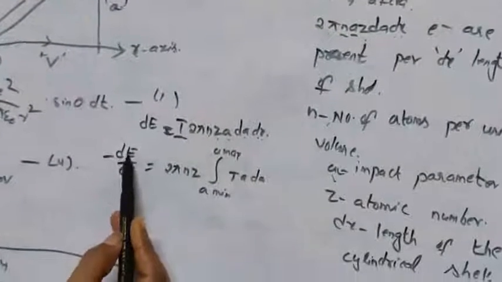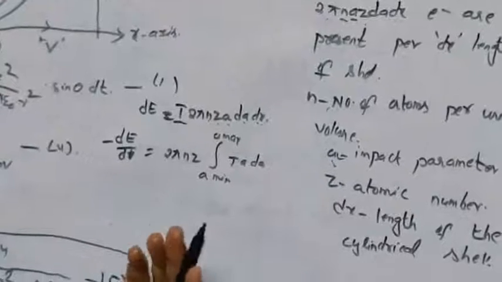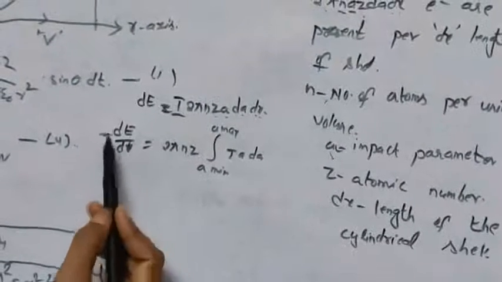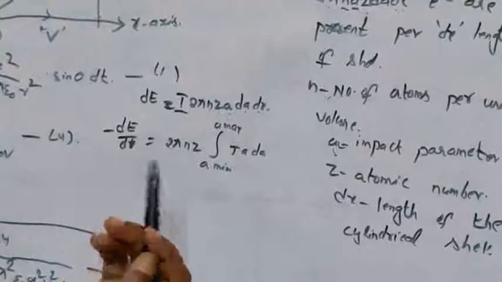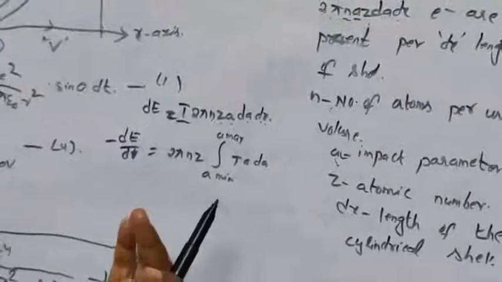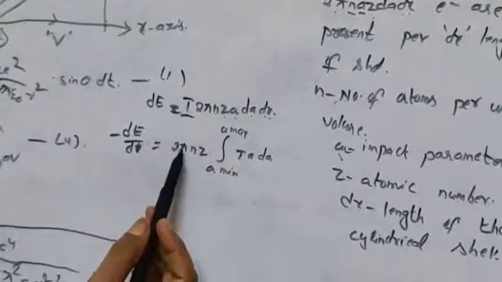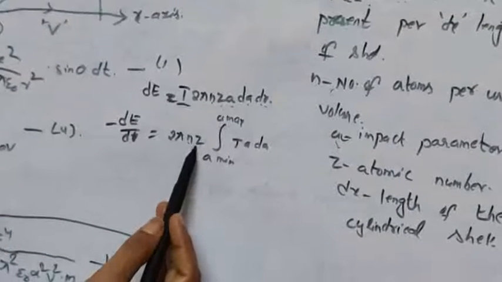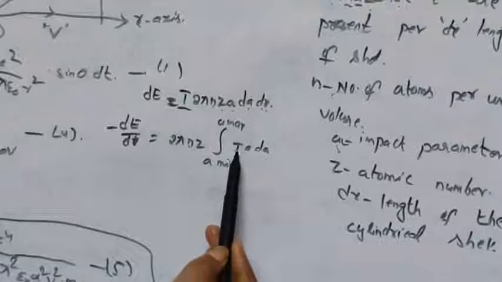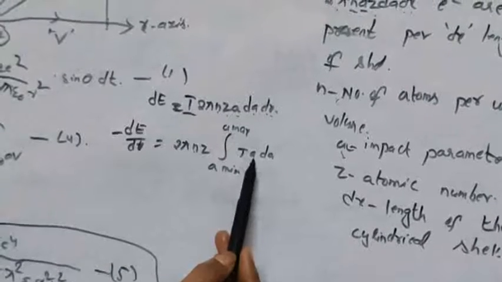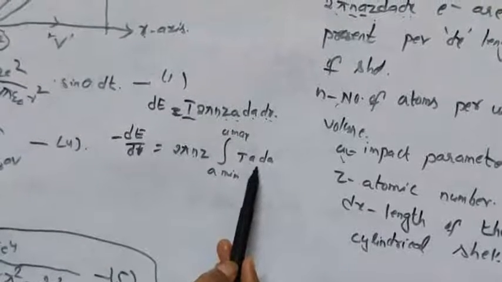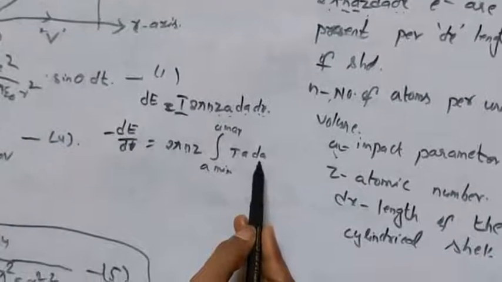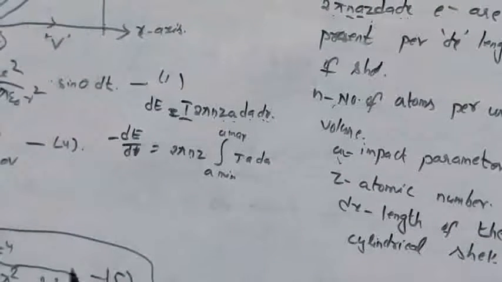Here dE represents the transfer of energy from the charged particle to the electrons present in the shell, and minus dE by dx represents the loss of energy per unit length, equal to 2 pi N Z integral. N represents the number of atoms per unit volume, Z represents the atomic number, T represents the kinetic energy, A represents the radius, and dA also represents the radius of the cylindrical shell.